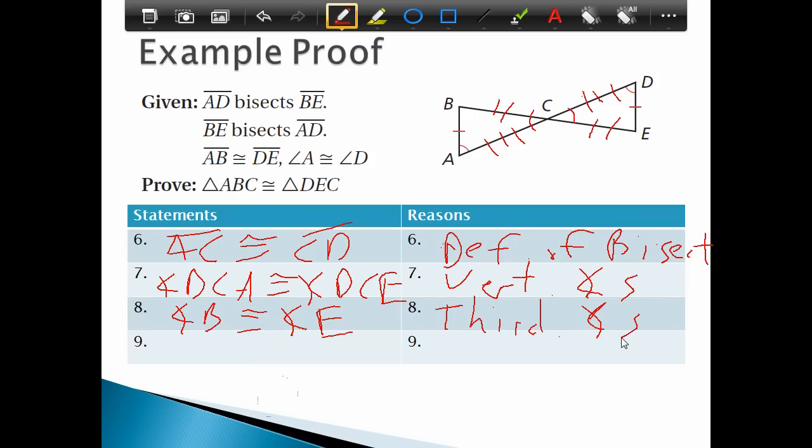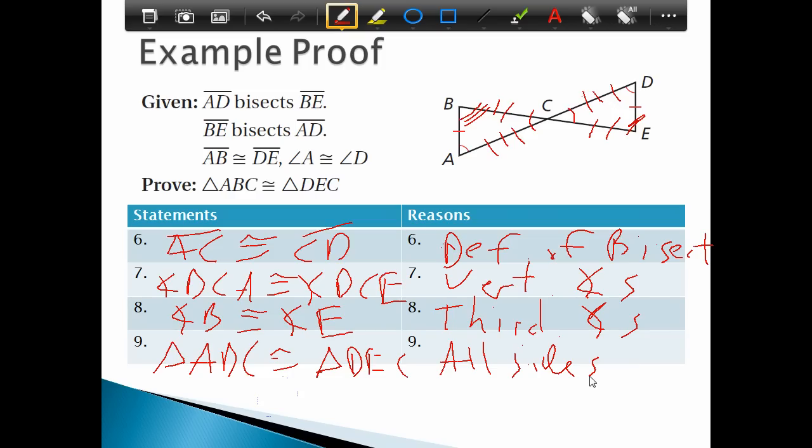So now we got it all. We've got all of our angles congruent, all of our sides congruent. I'm good to go. Last statement, triangle ABC is congruent to triangle DEC. And I know that because all of my sides and all of my angles are congruent. All sides and angles congruent. Beautiful. Done. First proof out of the way.